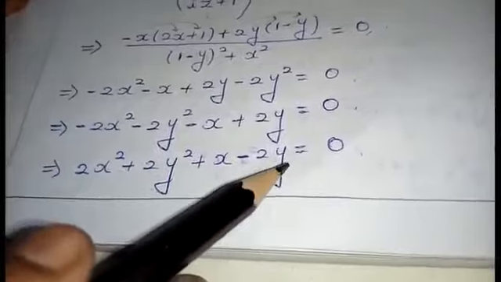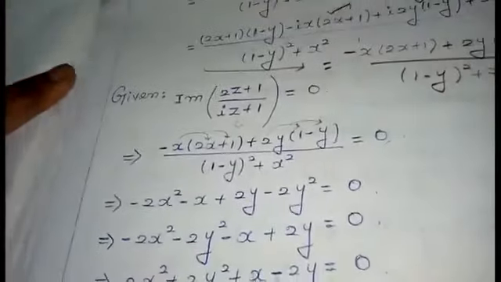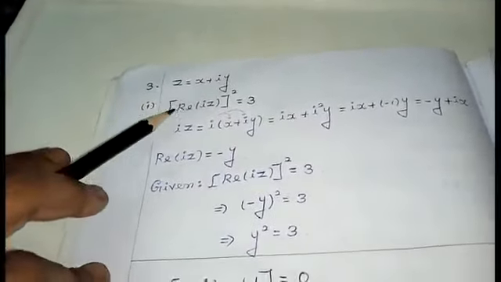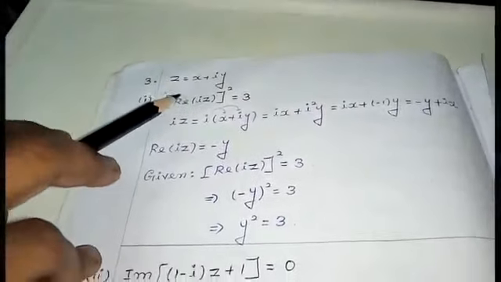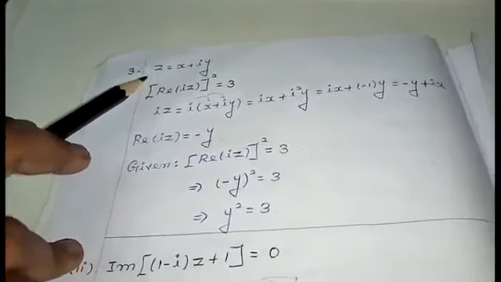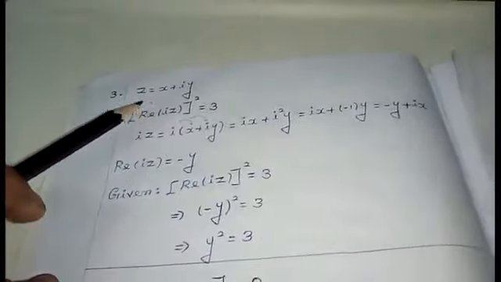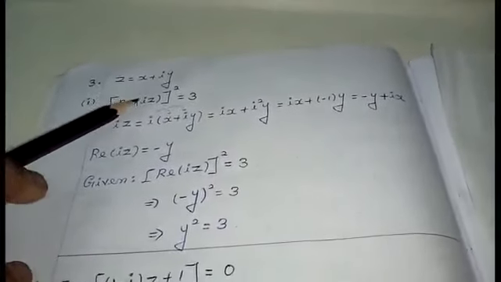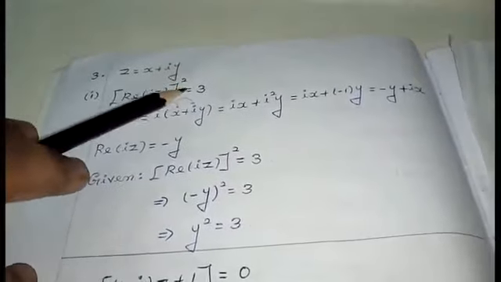Next we are going to see the third sum. Exercise 2.6, third sum, 3-1. They have given you this question. I am going to bring the answer in the form of Cartesian form. Cartesian form is nothing but equation. Just see here, what is the question given here? Real part of iz the whole square equal to 3.